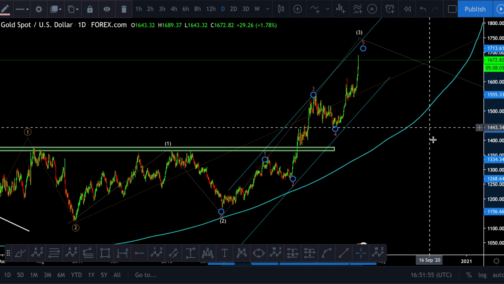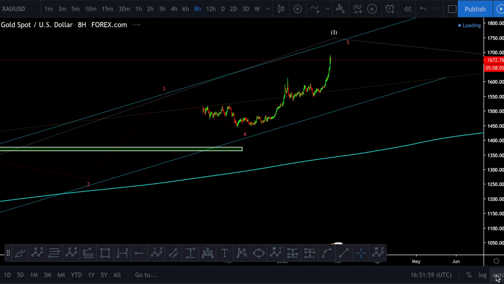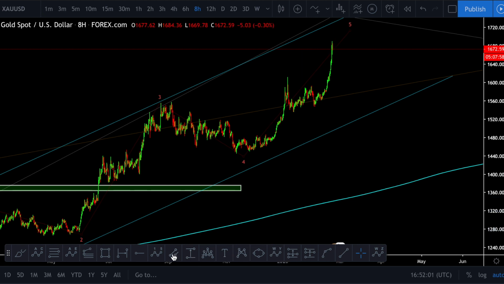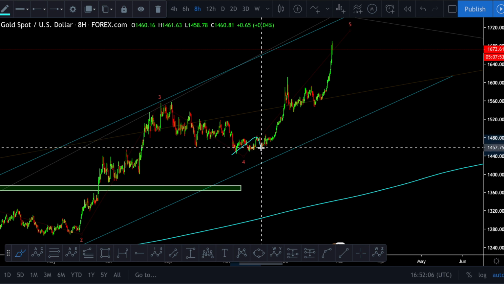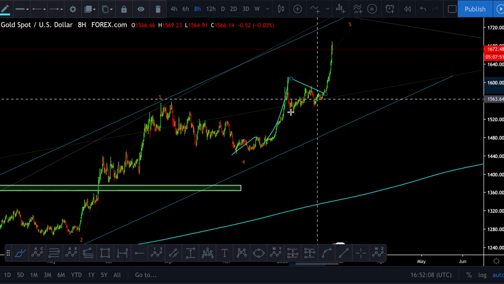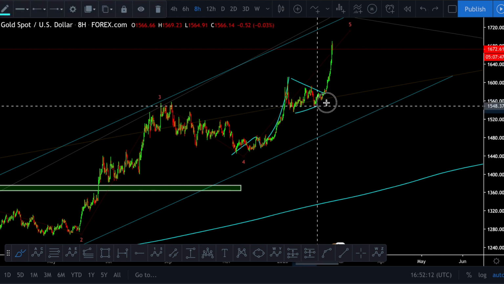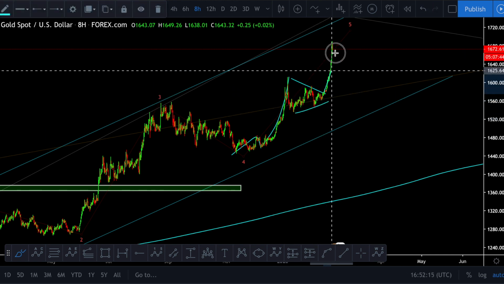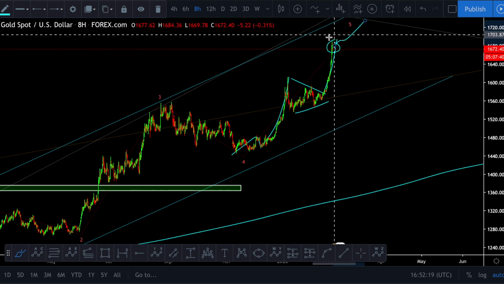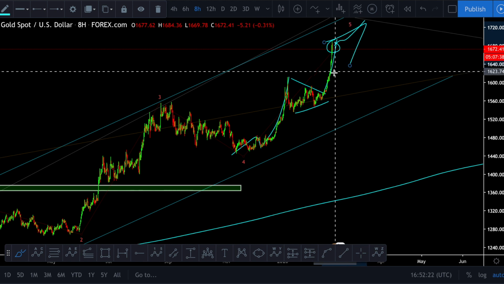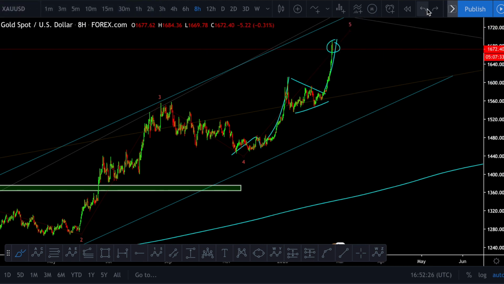So 1, 2, 3, 4, 5. This fifth wave should be done soon, and if we zoom in, we can find 5 waves again. I'll just draw it right here. Wave 1, 2, 3. We formed a triangle, which is usually a wave 4. And then we broke out again for wave 5. So wave 5 could literally be done right here. It could crawl up a little more, maybe form an ending diagonal where it's bouncing inside until it drops out. But regardless, that's what I see.